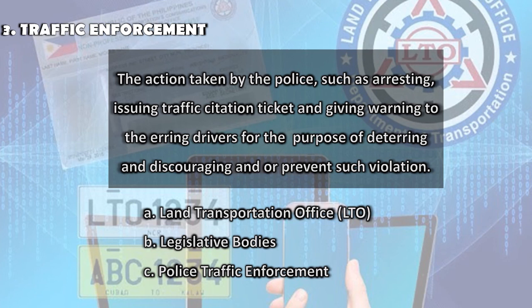We have also legislative bodies. Yun, sila naman yung responsible in the passing or the amendment of laws. Then we have police traffic enforcement. These include the MMDA. What else? The PNP Highway Patrol Group, the police traffic auxiliaries, and the last is the LTO Flying Squad. Manghuhuli sila o di kaya maninikit.